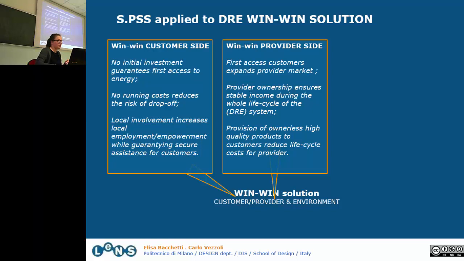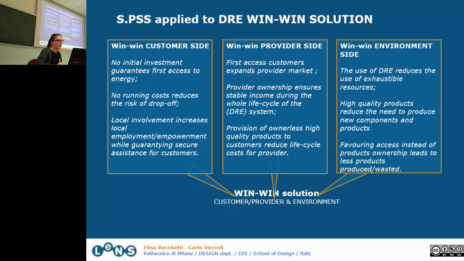Okay, and then finally there is a win-win aspect for the environment also. The use of DRE reduces the use of inexhaustible resources. If we have high quality products, we need to produce fewer new products, so we have less impact. And finally, if a provider keeps the ownership, of course they don't want to waste their product soon, so they are retaining the ownership for a longer time.